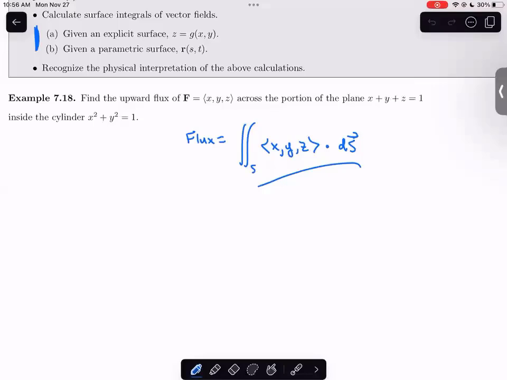We're finding the upward flux across this portion of the plane. Now, the plane would normally go on forever, in which case we'd probably have an infinite flux or something like this. But we don't want the plane to go on forever. We want only the piece that lies inside of the cylinder. And so our equation for our surface is this one right here.